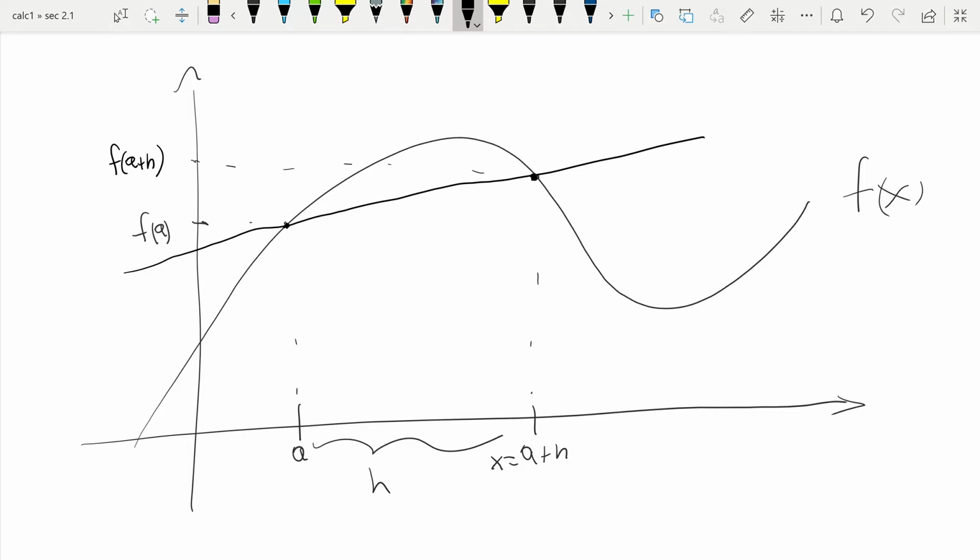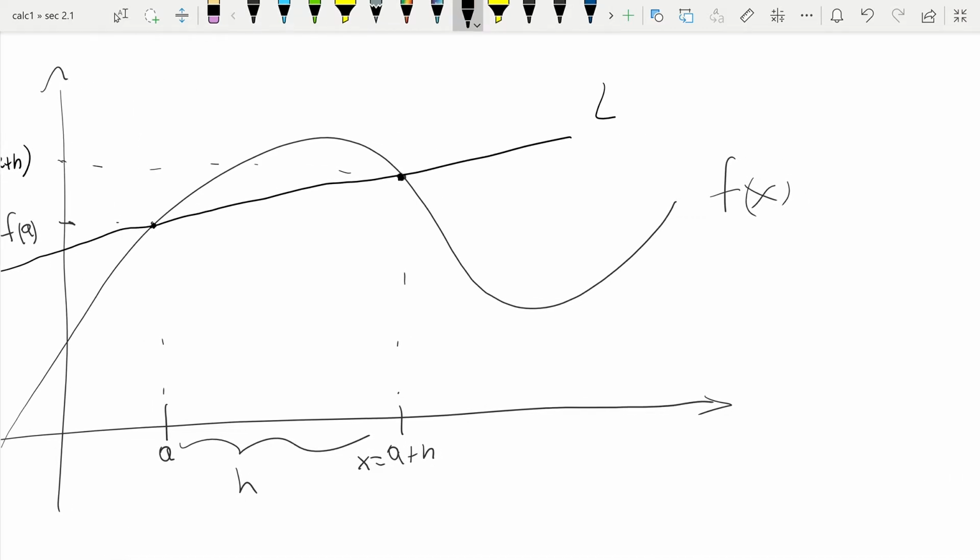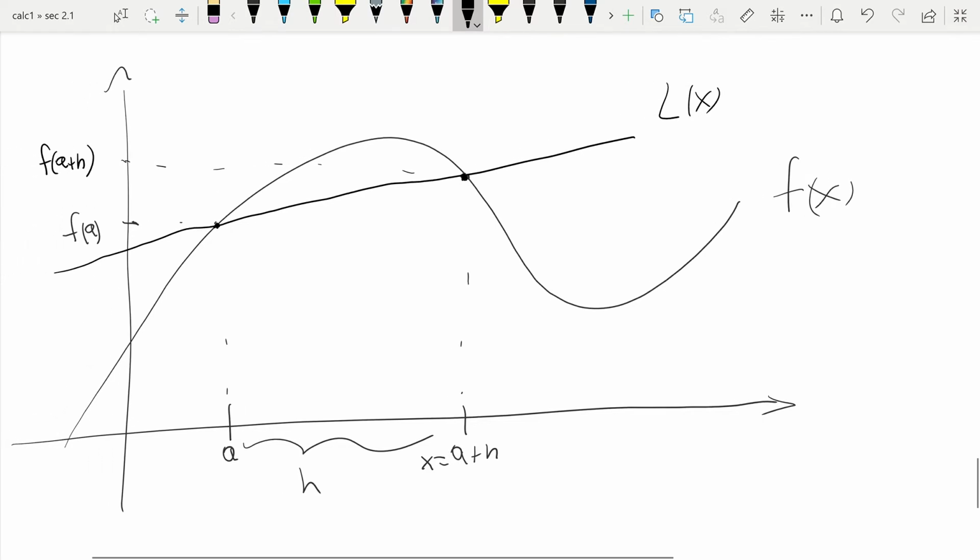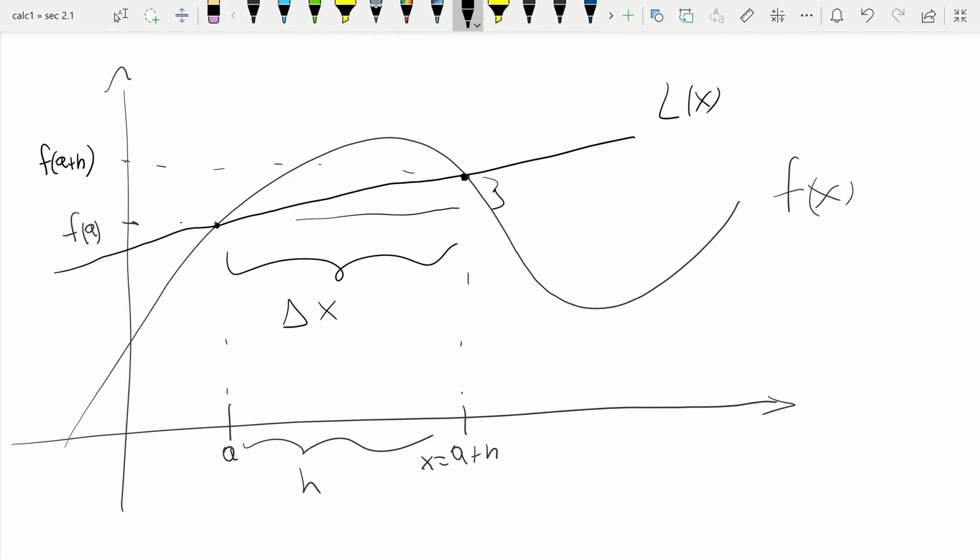And this is a linear function. If you remember from previous courses, any 2 points in the plane determine one line. In this case, this line is L, which is the secant line. And correspondingly, it will have a slope. Remember that the slope corresponds to the quotient between delta f and delta x. So this is delta f, and this is delta x.